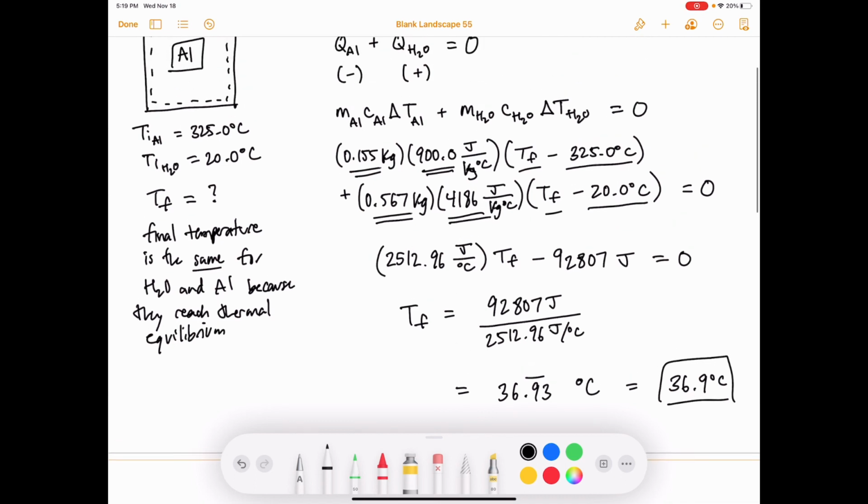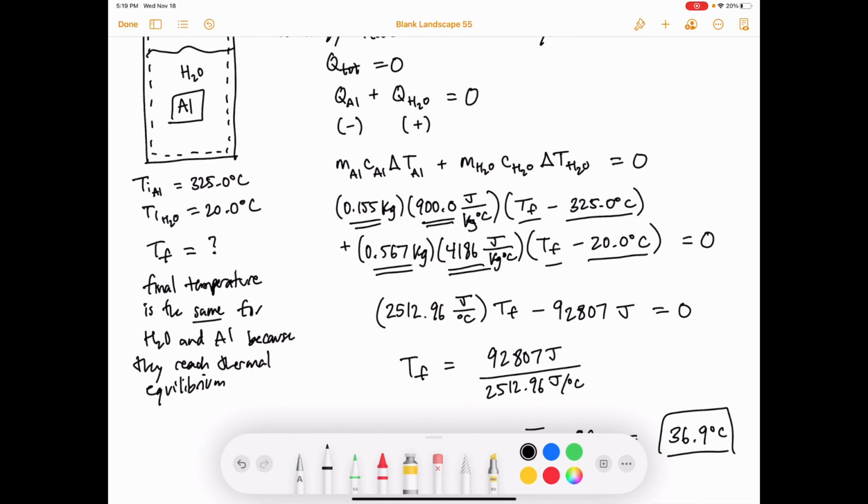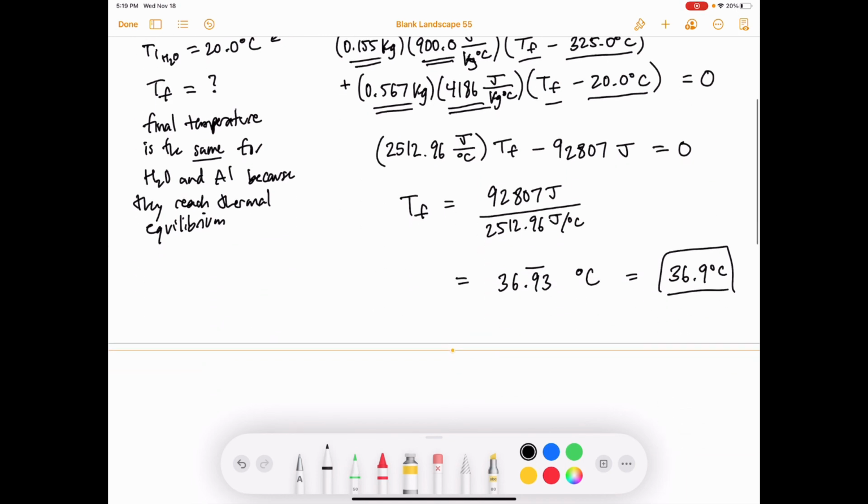So you take this chunk of aluminum, which is initially at a very high temperature, and drop it into the water, which is at room temperature. You wait, they reach thermal equilibrium, and once they do, this is the final temperature they reach, 36.9 degrees Celsius. So that's how you do this one.